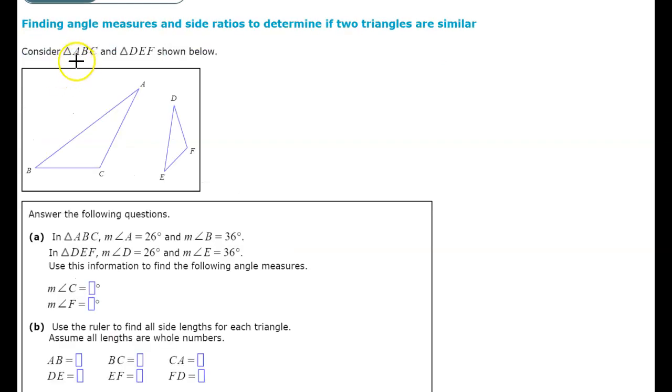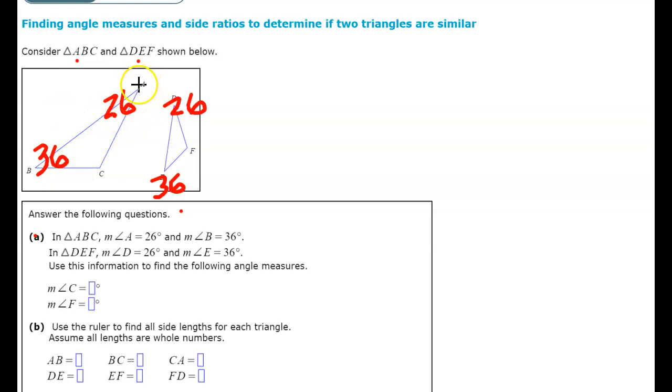All right, consider triangle ABC and triangle DEF shown below. Answer the following questions. In triangle ABC, A is equal to 26 and B is equal to 36. Okay, so we know that this is 26, and we know that this is 36. And they tell us over here that D is 26 and E is 36. So if those are equal, you guys, those are corresponding angles. And now we can figure out what angle C is.